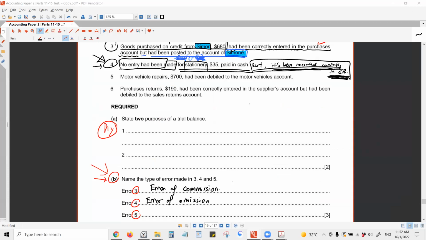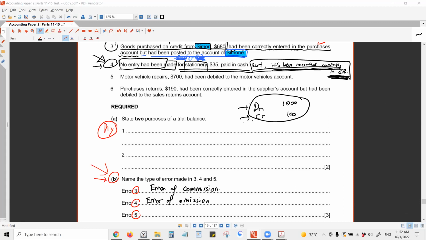Your question, if they have done it wrongly at one side, there's no name to it. Let's say they debit with 1,000, they credit with 100. There's no name to such an error. It's just a simple error. Don't worry, they won't ask you what's the name of it.